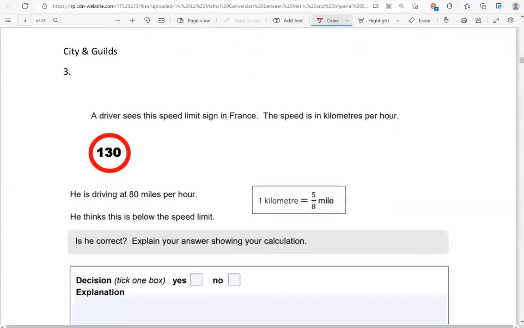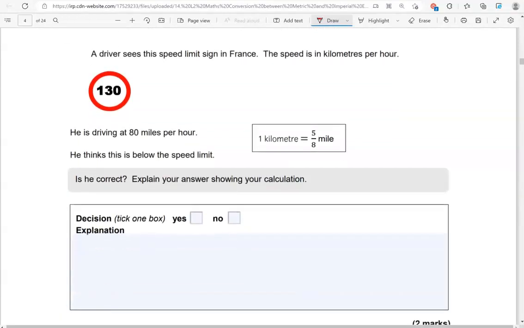A driver sees the speed limit sign in France. The speed is in kilometers per hour, so 130 kilometers per hour. He is driving at 80 miles per hour. He thinks this is below the speed limit. Is it correct? Explain your answer showing your calculation.